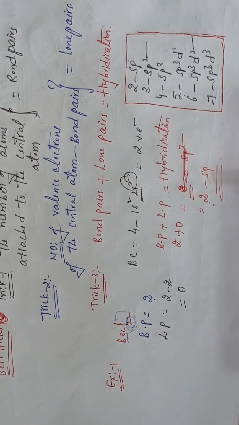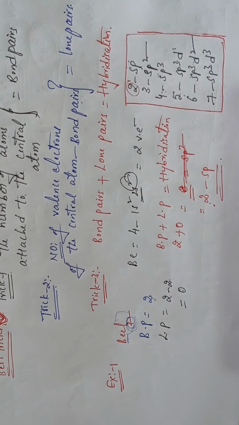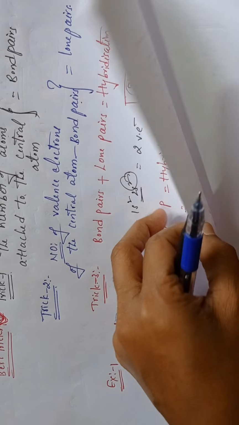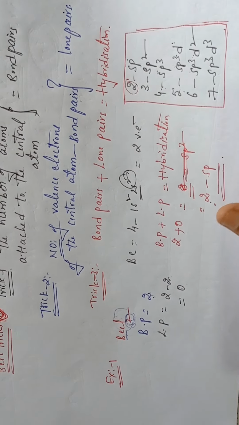So 2 means what, students? sp hybridization. Clear? So this is trick number one. This is example 1, students. Example 1 completed. Now I'm going to discuss the second example, students. Now see here, second example.